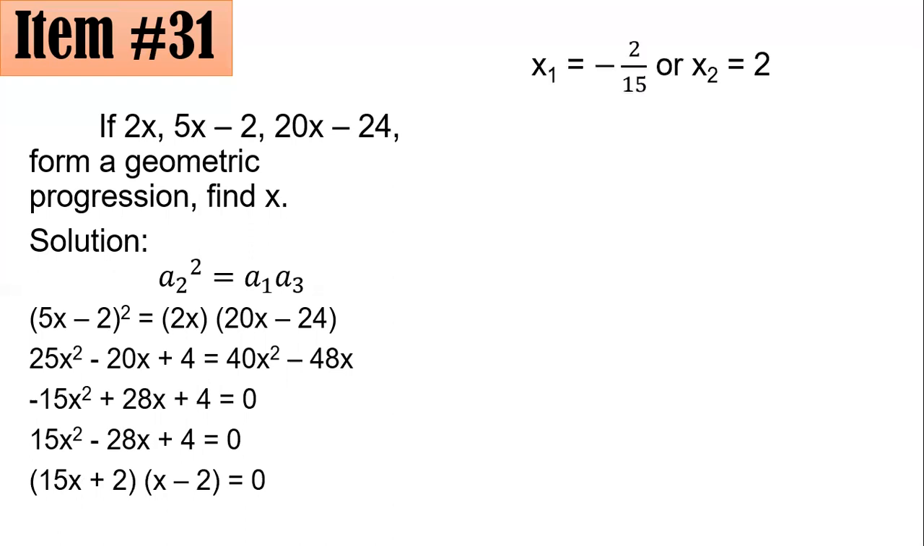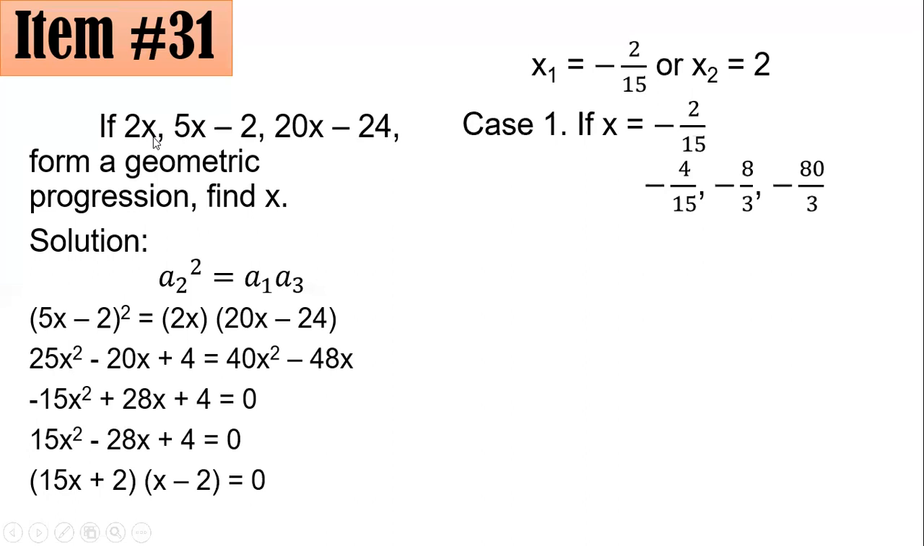And from here, equating each of these factors to 0, you get either negative 2/15 or 2. If x is negative 2/15, substituting all x's here by negative 2/15 and simplifying, you will get negative 4/15, negative 8/3, negative 80/3, giving you a common ratio of 10. So this is indeed a geometric sequence if x is negative 2/15, because you have a common ratio.